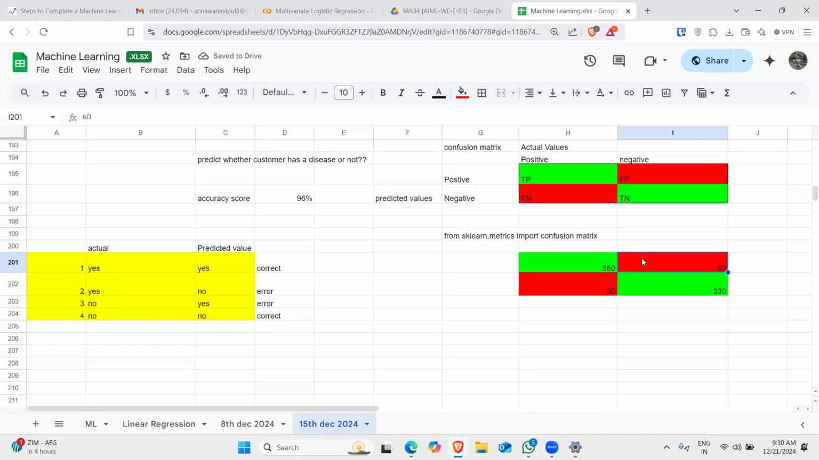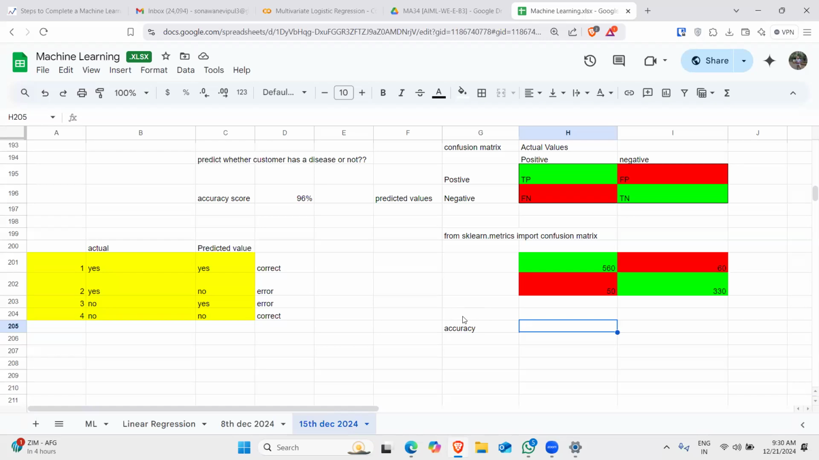So I got to know that this 60 and 50 are incorrectly labeled, right? And I want to increase my accuracy. So what is your accuracy formula? It is correct predictions divided by total number of predictions, right? Your accuracy formula is correct prediction divided by total predictions.